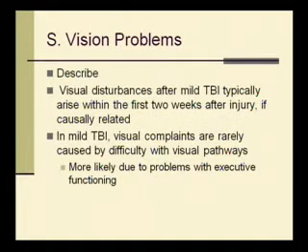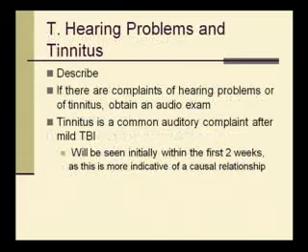S. Vision problems. If the veteran complains of visual disturbances, describe. Visual disturbances after mild TBI typically arise within the first 2 weeks after injury if causally related. In mild TBI, visual disturbances are rarely caused by difficulty with visual pathways and are more likely due to problems with executive functioning. T. Hearing problems and tinnitus.